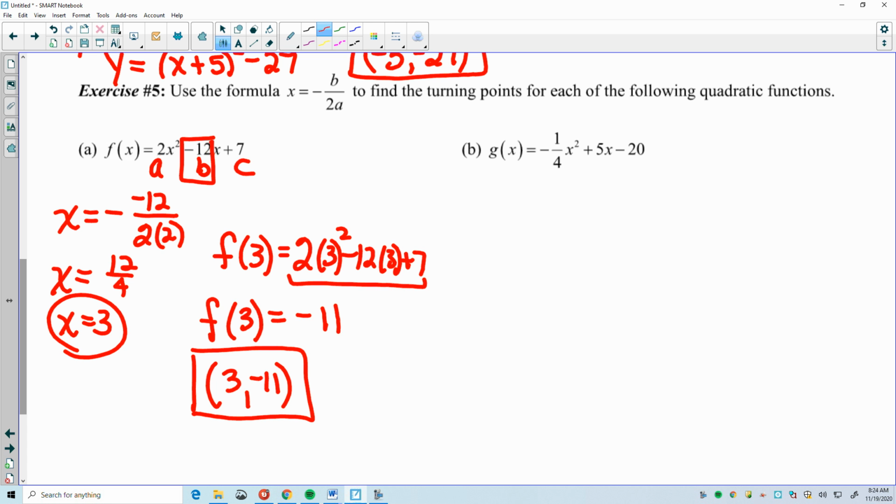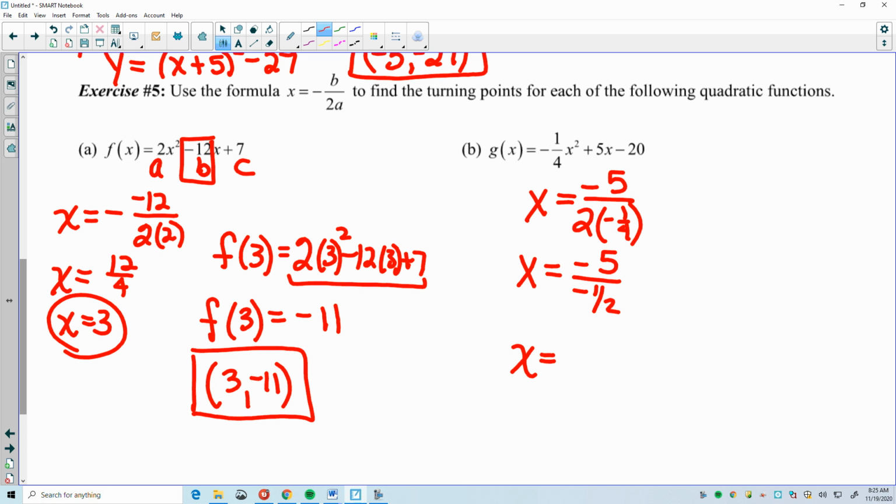Okay. Over here, same idea when we're doing this. So I have x equaling negative b over 2 times a. Now we got to be careful. We have a fraction and a negative. So let's just watch our signs here. So we have a negative 5 over 2 times a negative 1/4, which is a negative 1/2. Okay, so negative 5 divided by a negative 1/2, and again, use your calculator if you're not sure, gets you 10.